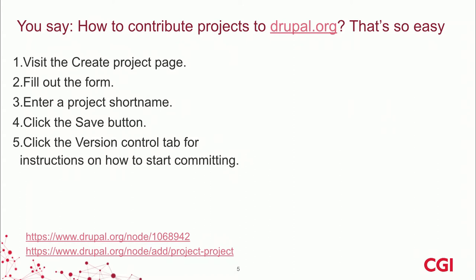Okay, so you say how to contribute projects to Drupal. People usually think that it is very easy, so there are really 5 steps that you need to follow. Visit the create project page, fill out the form, enter a project short name, click the save button, and click the version control tab for instructions. That's what you will find on the Drupal.org site. These are the 5 steps to start contributing.